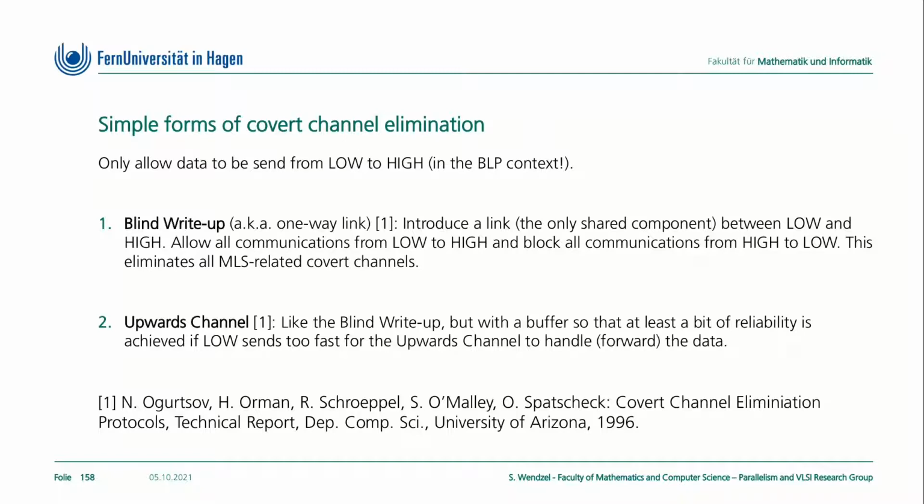Then there's the upwards channel, which is essentially the same idea like blind write-up, but it contains a buffer so that at least a bit of reliability is achieved. So if low sends too fast, then the upwards channel can cache some data, some packets in its buffer, which are then forwarded. However, the buffer can also become full, and then you still have reliability issues. So it's not that reliability is always provided, this is just a limitation of the problem.